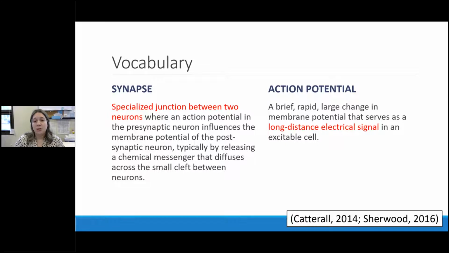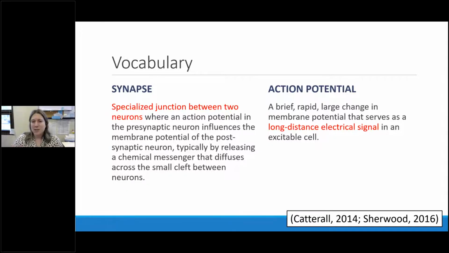Synapse and action potential are the final vocabulary words with impact. A synapse is the specialized junction between two neurons where an action potential in the presynaptic neuron influences the membrane potential of the postsynaptic neuron, typically by releasing a chemical messenger that diffuses across the small cleft between neurons. This specialized junction is the location where the axon terminal of the axon of one neuron meets the dendrite of its neighboring neuron. One neuron releases a neurotransmitter like dopamine towards the other neuron.